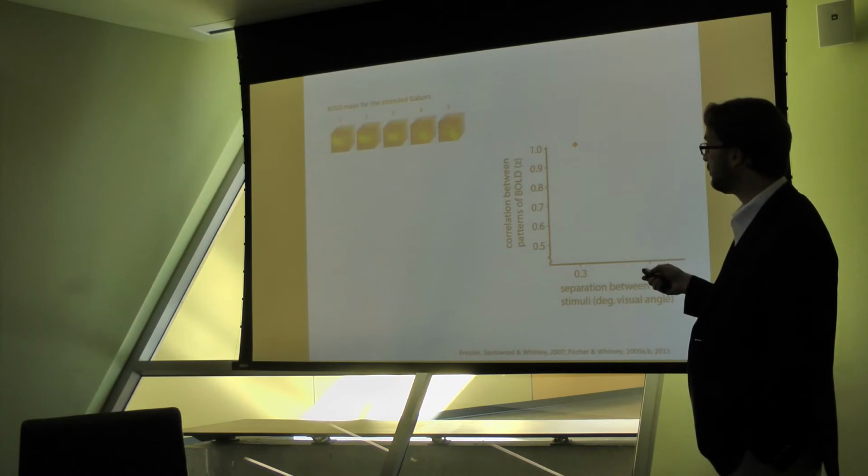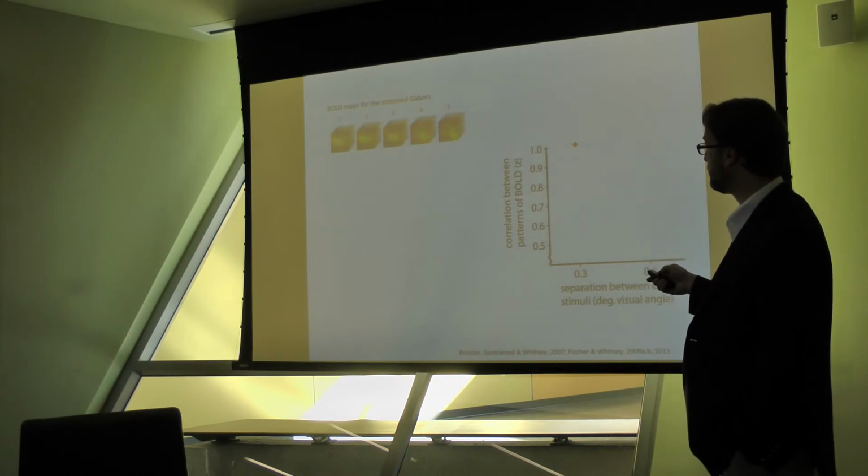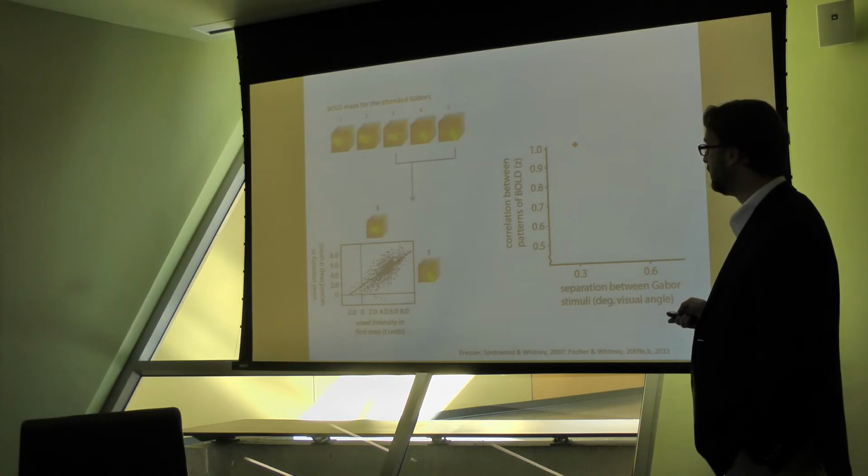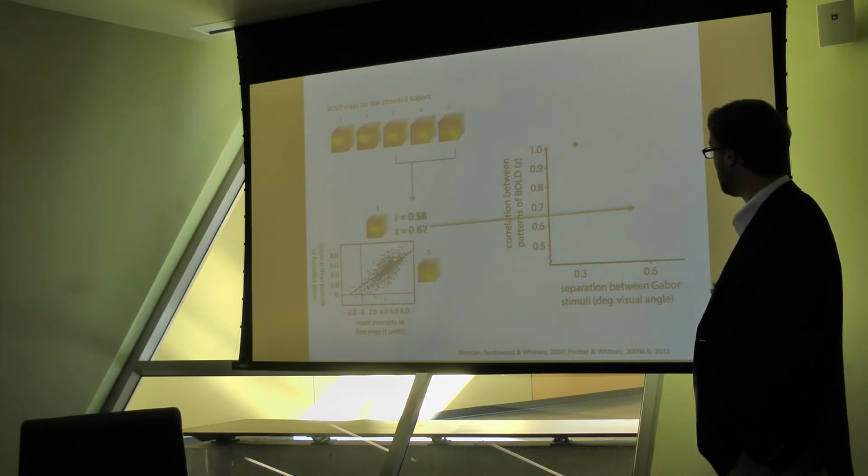Now, if we take a different pair of Gabor patches with a different pair of volumetric maps for those Gabor patches, we see that there is a reduced correlation. So these are more separated. The Gabor patches are more separated, the volumetric maps are more different, and so the correlation is lower. And that correlation, if we plot on this graph over here, what we see is a trend.